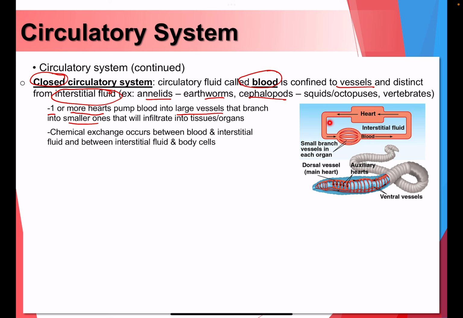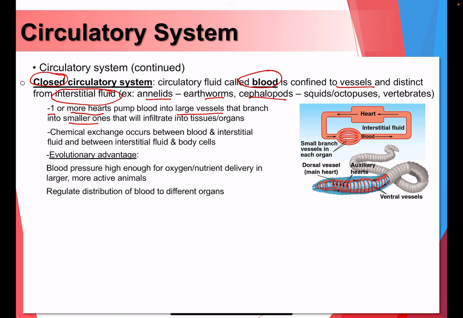So in this sense, there are two bulk fluids in this case. You have interstitial fluid as a bulk fluid that surrounds all tissues and organs, and then you have blood that's the other bulk fluid moving around the circulatory system. So diffusion between these two media is really what a closed circulatory system relies on for exchange of materials.